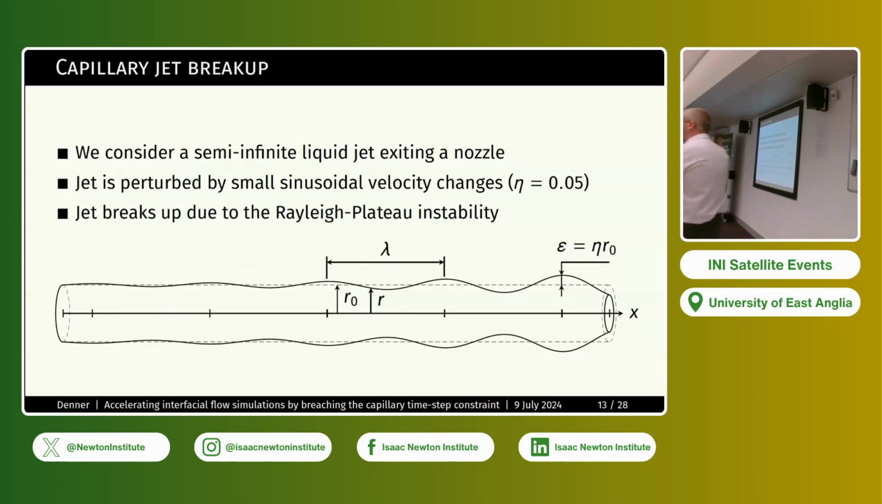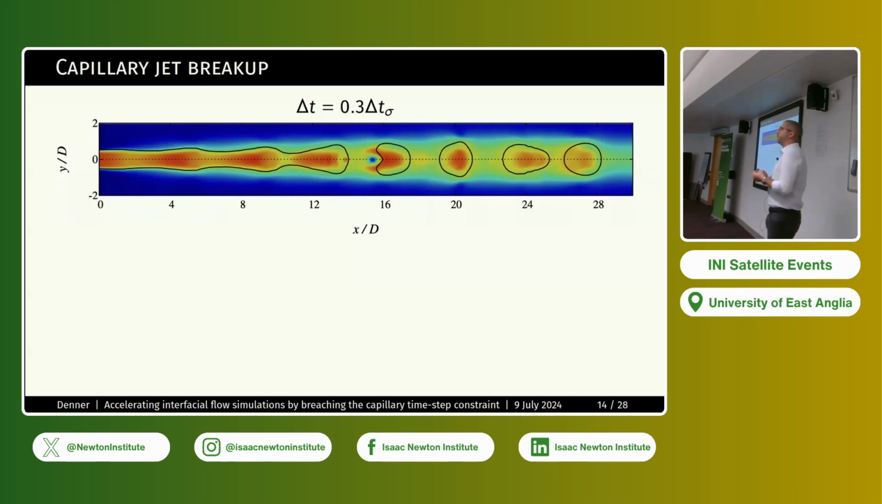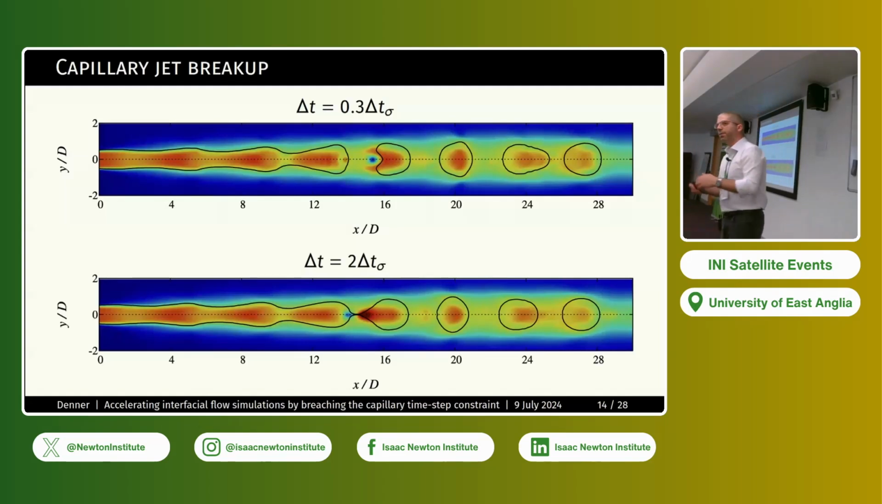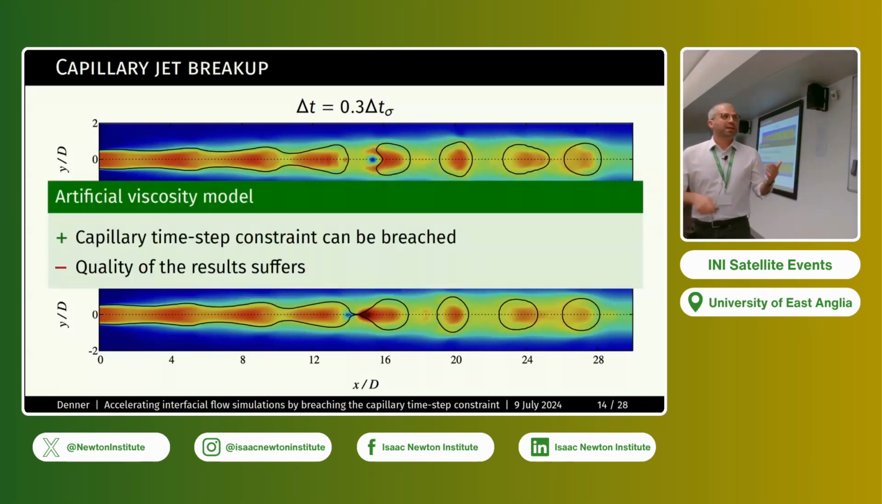The way we tested this, or the test case I show you here, we've tested it with many different test cases, is the breakup of a semi-infinite jet by means of the Rayleigh-Plateau instability. So we excite this jet, and then it will break up. If we do this with a time step smaller than the capillary time step constraint, just for reference here, the colors show the velocity. If we go above the capillary time step constraint, our simulation is still stable, here with twice the capillary time step constraint, but we see clear differences at the time when surface tension becomes important. And that's perhaps not surprising. We're adding dissipation, so obviously that will change what we predict. So yes, we can exceed the capillary time step constraint, but the quality of our results suffers.